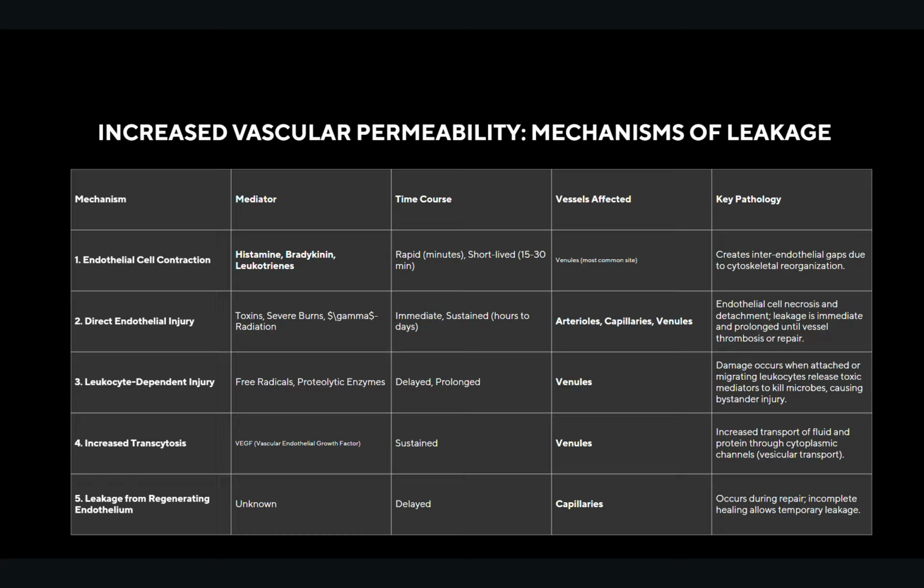The final type is leakage from regenerating endothelium. During the repair phase, the newly synthesized endothelium is often immature and structurally leaky, providing a temporary path for fluid escape. The mediator here is unknown, the time course is delayed, capillaries are majorly affected, and it occurs during repair. Incomplete healing allows temporary leakage.